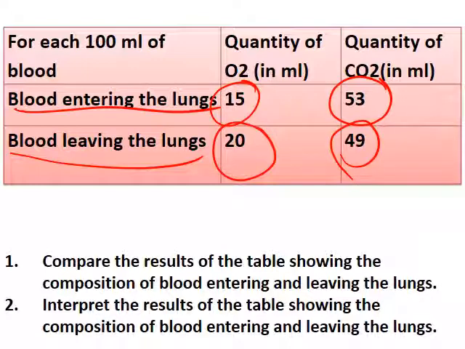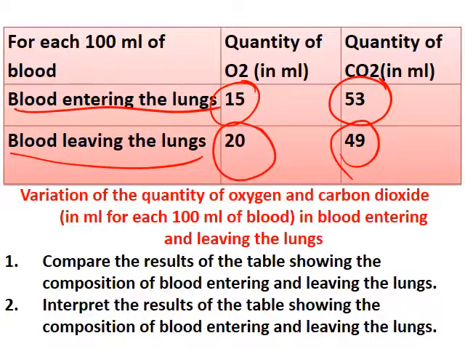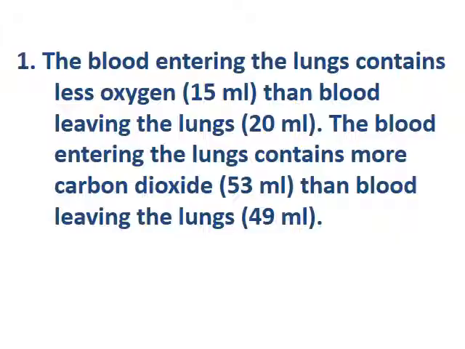Interpret the results of the table. You have to do analysis plus an indication. This table is showing the variation of the quantity of oxygen and carbon dioxide in milliliter for each 100 milliliter of blood entering and blood leaving the lungs.